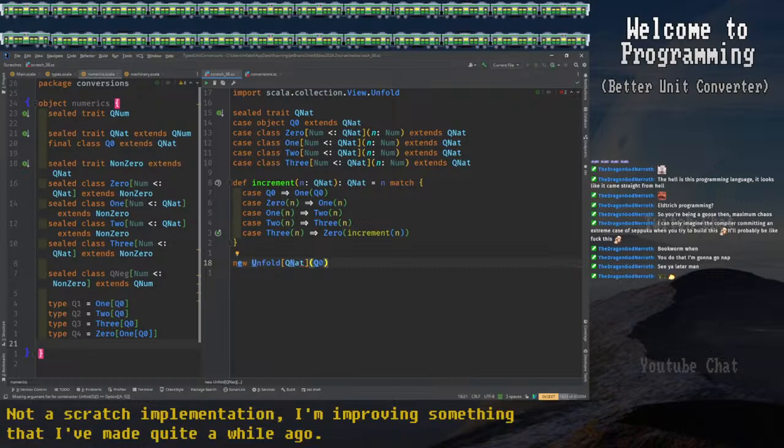So you want to unfold, and the function is going to be... is there a take? This one's going to be infinite, so is there a take? There is, in fact, a take. I hope that this doesn't cause the thing to explode.